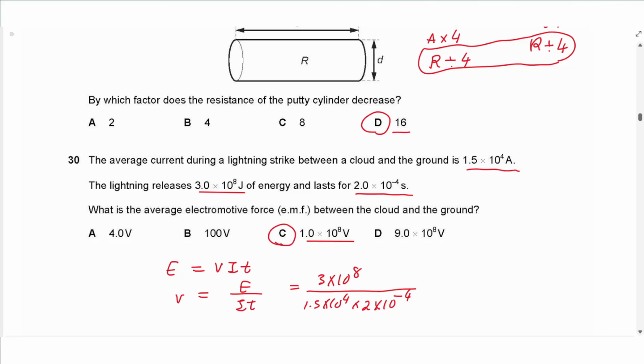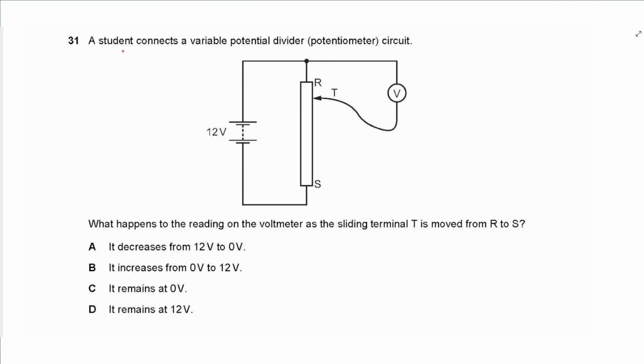So we choose C. Question 31 says, a student connects a variable potential divider circuit. What happens to the reading on the voltmeter as a sliding terminal T is moved from R to S?